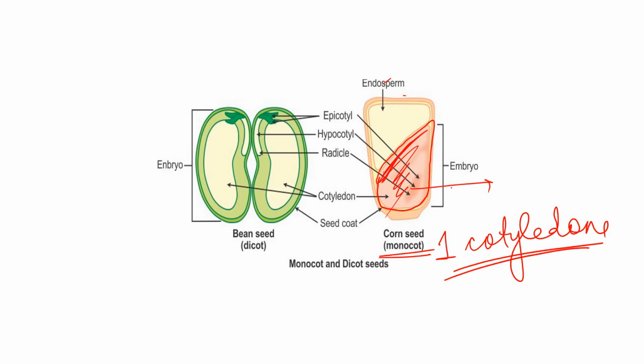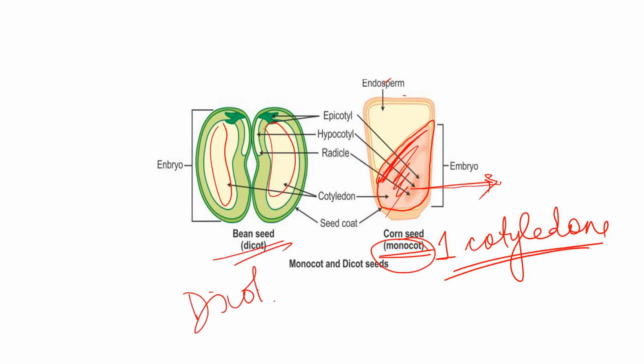So this is a single cotyledon. What did I say? Cotyledon is like a seed leaf, which stores food for the new plant, right? So this is one cotyledon, so it's called monocot, and whenever there are two such cotyledons, that will be called a dicotyledonous plant. Dicotyledons and monocotyledons.